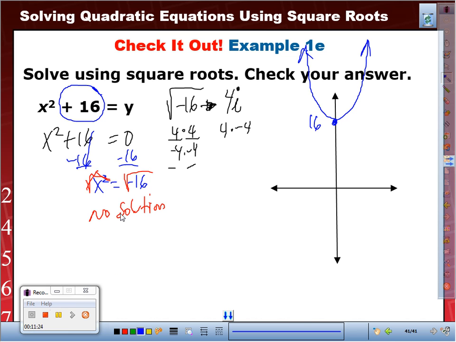Now, before I would write solutions, x-intercepts. So in this case, what would I write? No solutions, no x-intercepts, no roots, no zeros. And by looking at it, you can see that we don't have any x-intercepts, right?